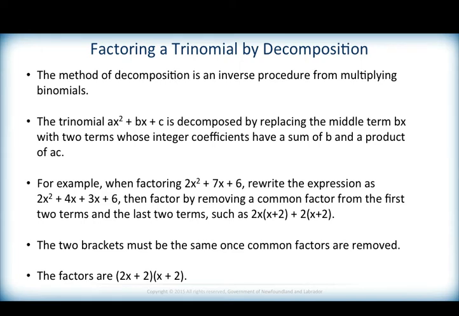So the method of decomposition is an inverse procedure for multiplying binomials. The trinomial is decomposed by replacing the middle term bx with two terms whose integer coefficients have a sum of b and a product of ac. The two brackets that we have when we do our removing of the greatest common factor have to be the same. And when you see your factors that you have left over, the two brackets will be the same, which will be one factor. And what you remove as the greatest common factor will be another factor. So what we're going to do now, we're just going to look at an example to clarify what this all means.